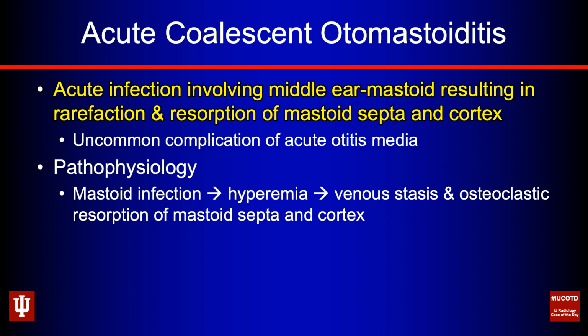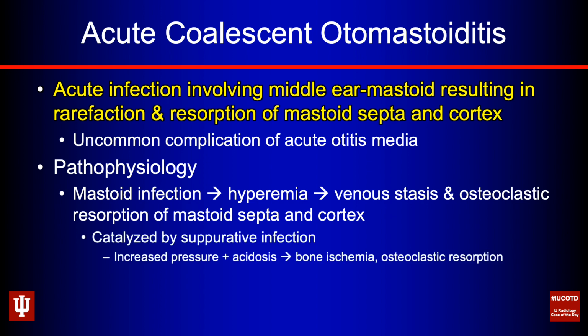So what's the pathophysiology behind this? Well, you get a mastoid infection, and that leads to local hyperemia because of this purulence going on in the otomastoid. And in addition to having this hyperemia, you also end up getting some underlying venous stasis and some osteoclastic resorption of the bone, particularly those mastoid septi and the cortices. And the real critical thing here is that suppurative infection, because that sort of acts as a catalyst for this resorption of bone. And it's thought to occur because, A, we've sort of trapped all of that pus within that enclosed environment of the mastoid and middle ear.